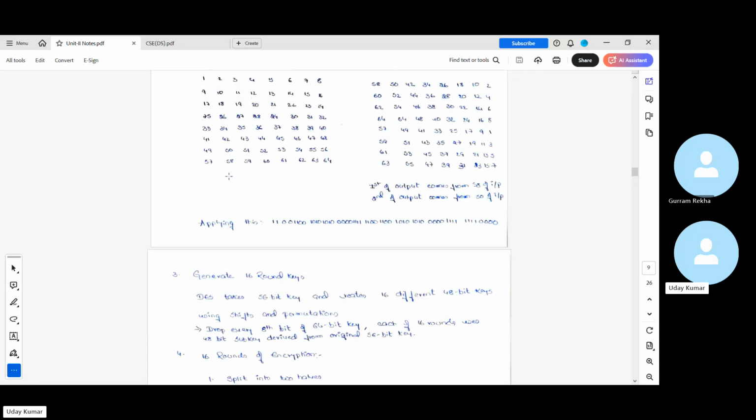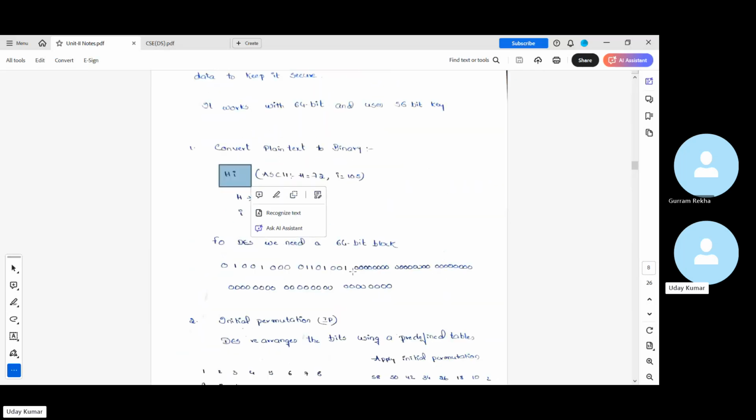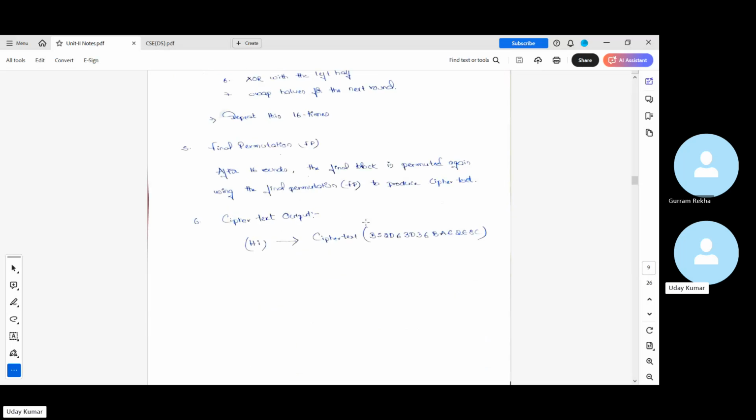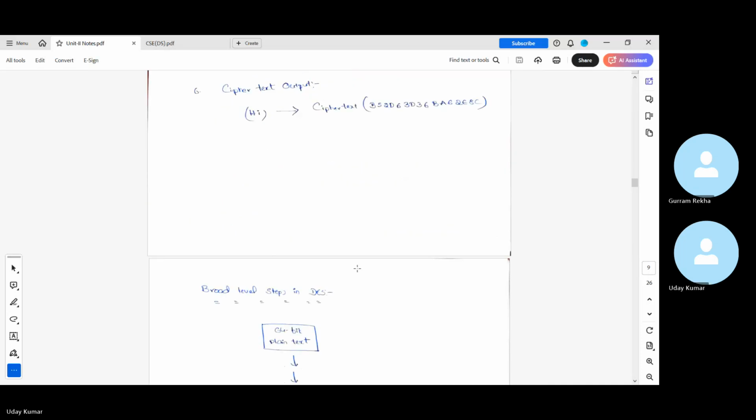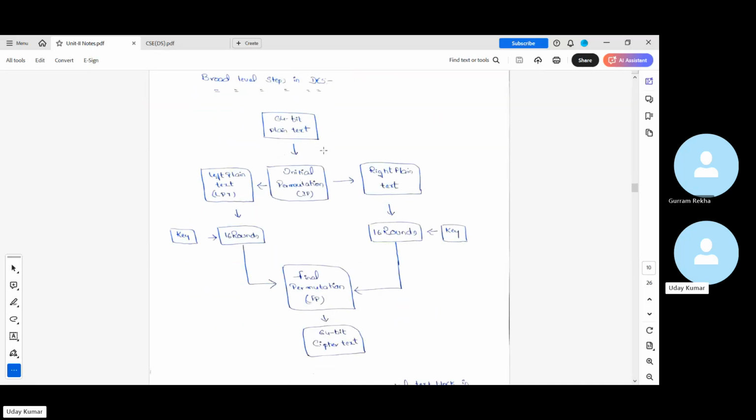So here the input is high, the output you are going to get is like this, students. High is actually presented like this, right? Now this is the block level steps for DES. Understand this: 64-bit plain text, you are going to pass it to the initial permutation. So once you get the initial permutation, you get the left plain text and the right plain text, students, 32 bits each. So you are going to make this left plain text and right plain text pass through 16 rounds.